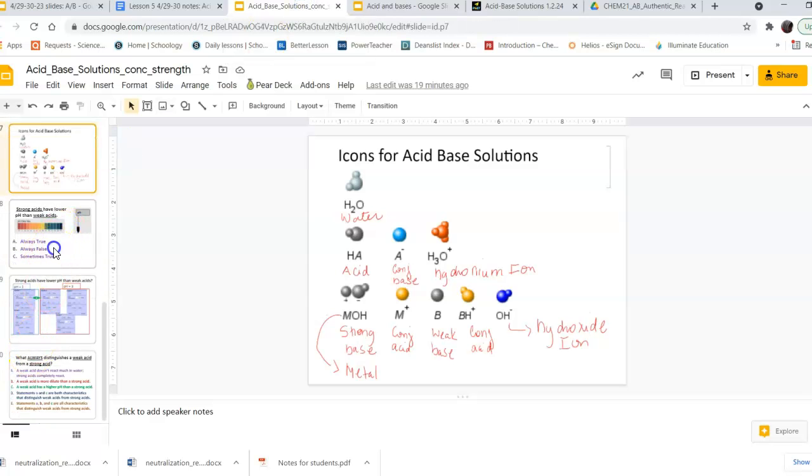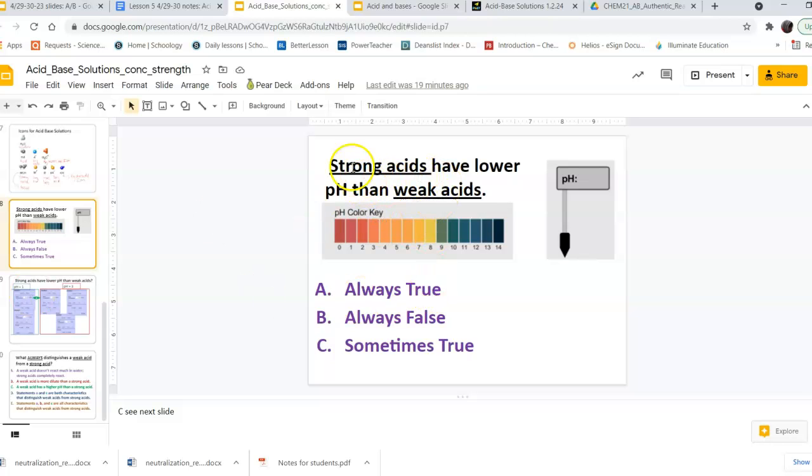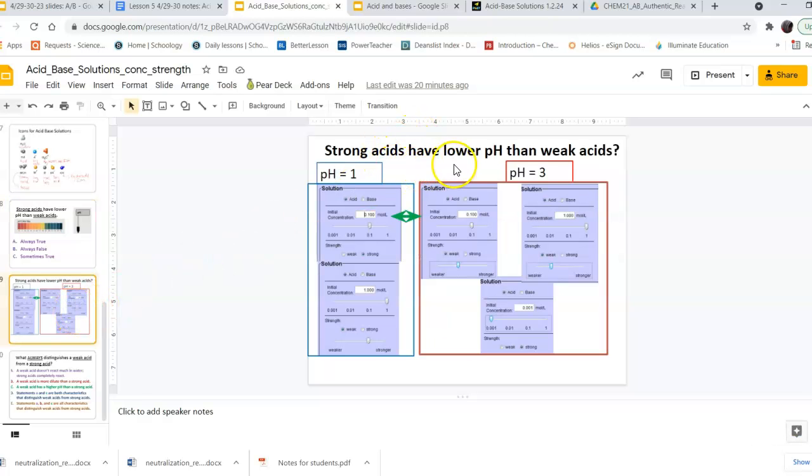Okay, so just to summarize, I have a few things here. So this statement, let's just look at it for a moment. Strong acids have lower pH than weak acids. In general, yes, but not always true. It really depends on the concentration. If they both have the same concentration, then yes, that is true. Okay, but you need to be aware that the concentration also plays a role. And this is just a reminder. I won't go through this because this is exactly what we're doing, where we're able to change the concentration of the weak acid to be very close to the concentration of a strong acid.